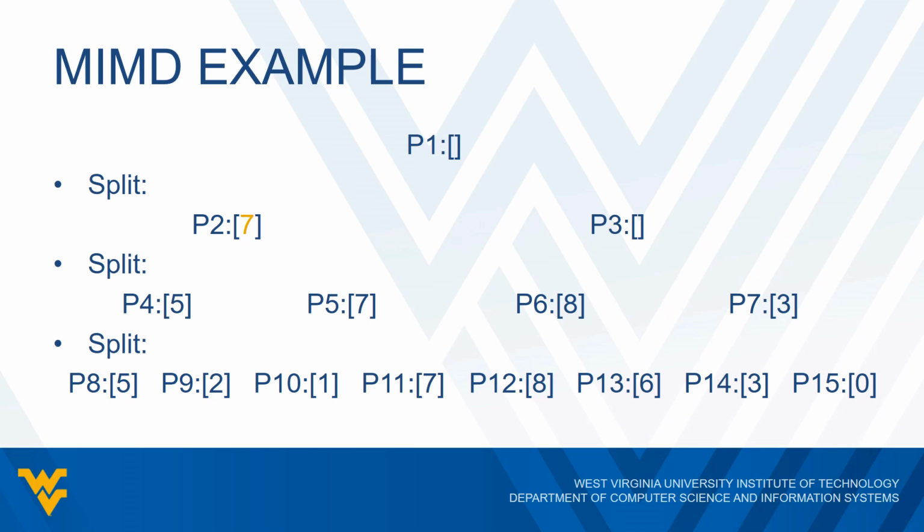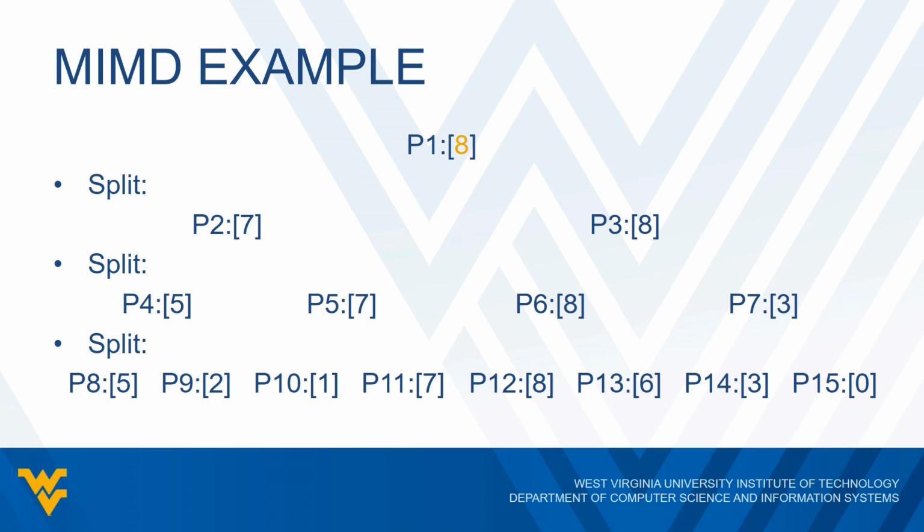We'll now have processors 4 and 5 send their results back to processor 2. Since 7 is greater than 5, processor 2 is going to store 7. We'll then have processors 6 and 7 send their data back to processor 3, and since 8 is greater than 3, processor 3 will store 8. And then finally, processor 2 and processor 3 are going to send their results back. Here, 8 is greater than 7, so processor 1 is going to store 8, which is in fact the largest value in the list.